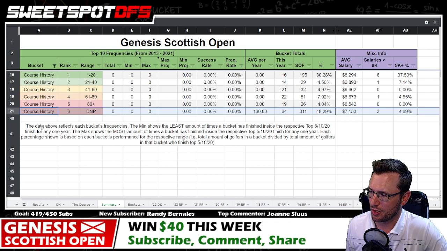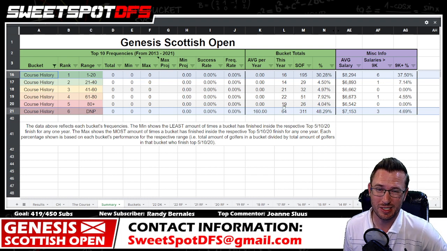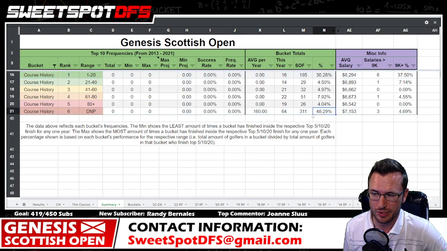But that's about it. So I guess my favorite bucket this week would be the course history 1 to 3 golfers from that bucket, and then your course history 6s. I would say like 2 to 4 just because of how great of golfers are in that bucket. Nearly 50% of the strength of field points go towards that bucket. So that's what I would use as well.